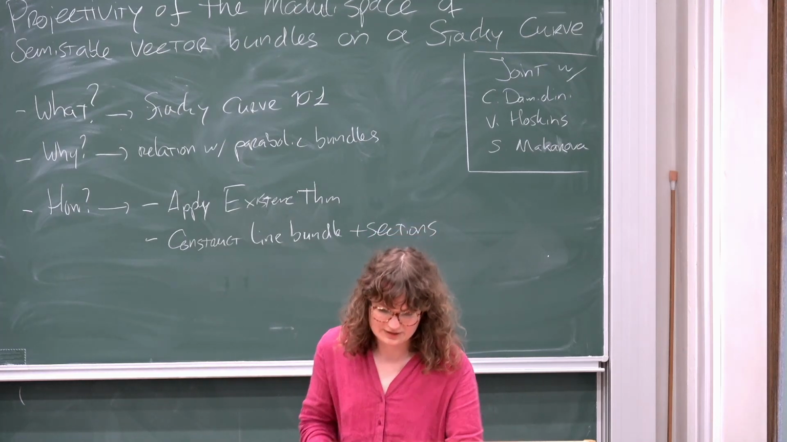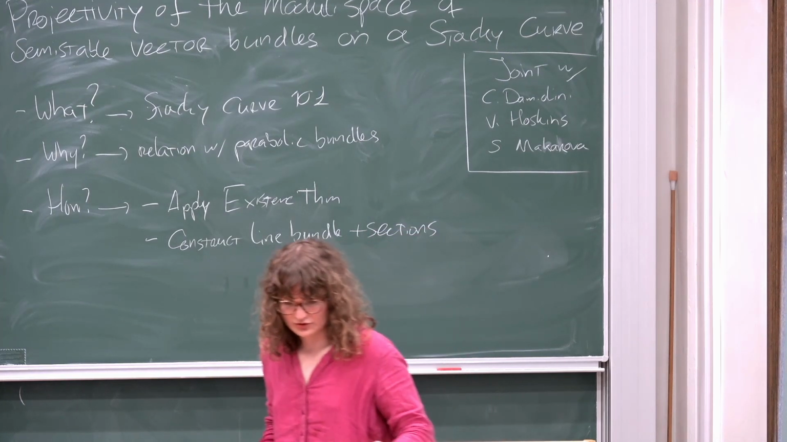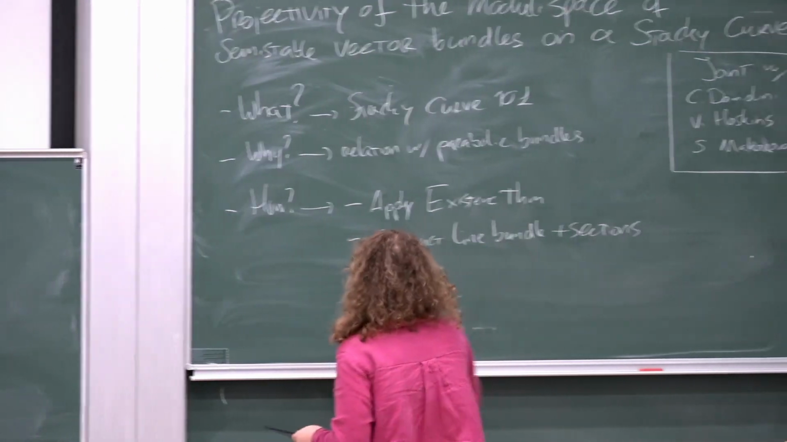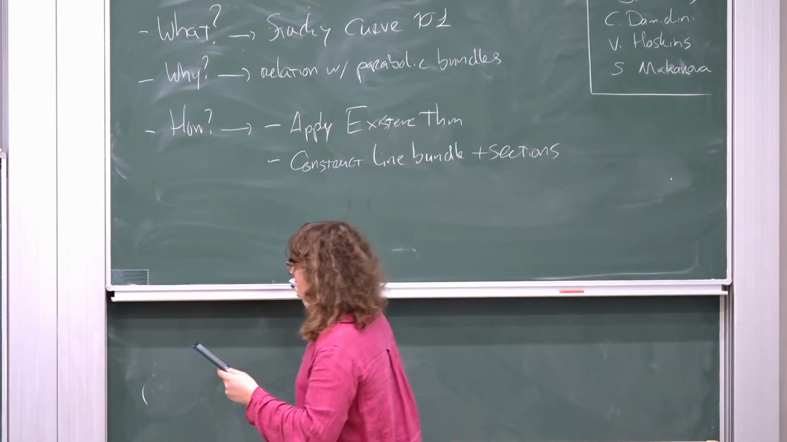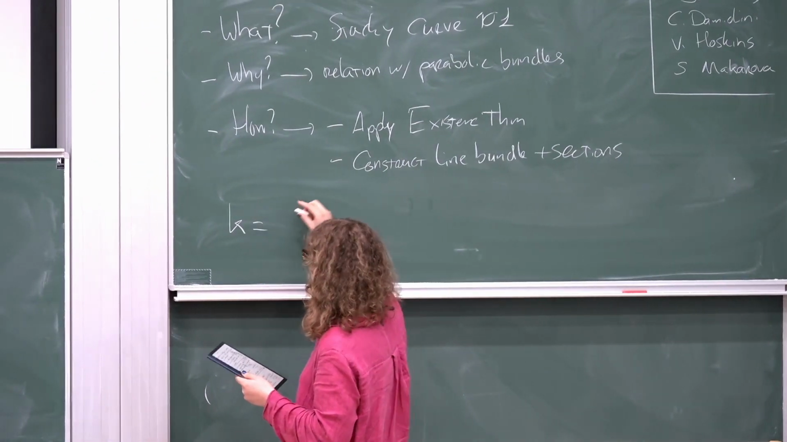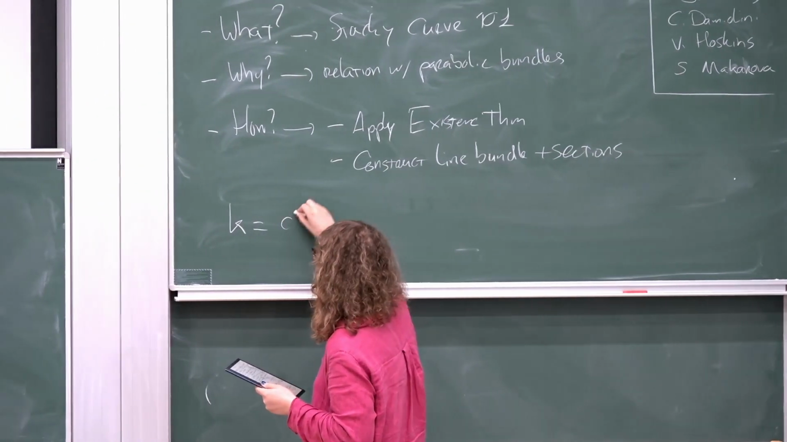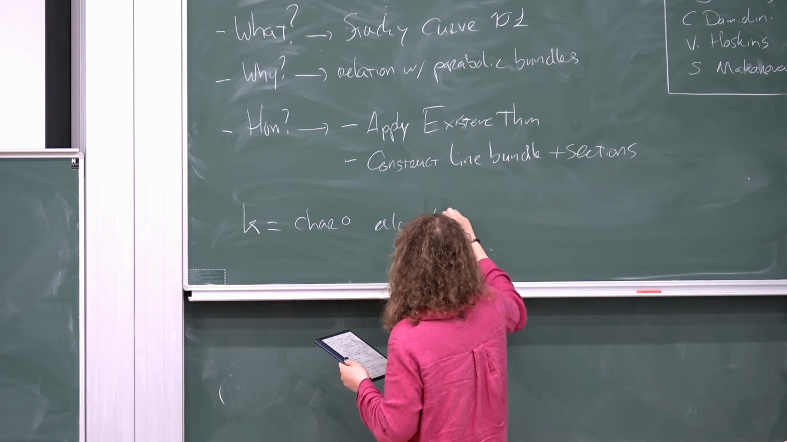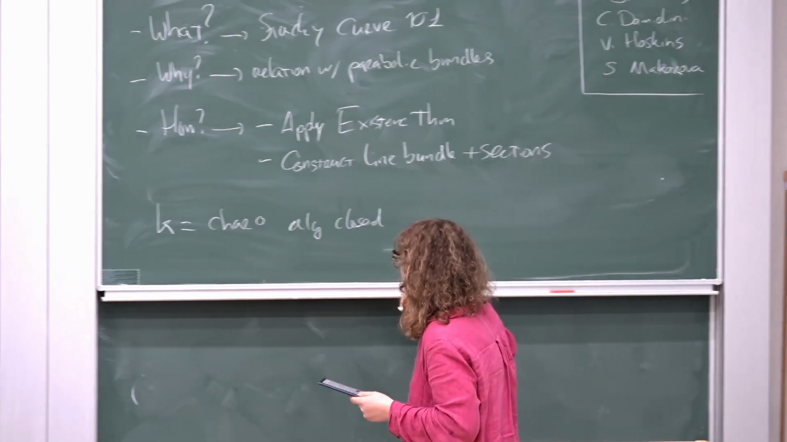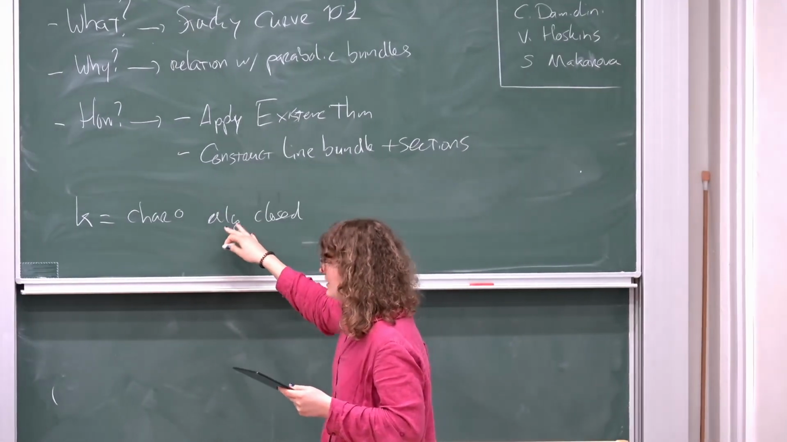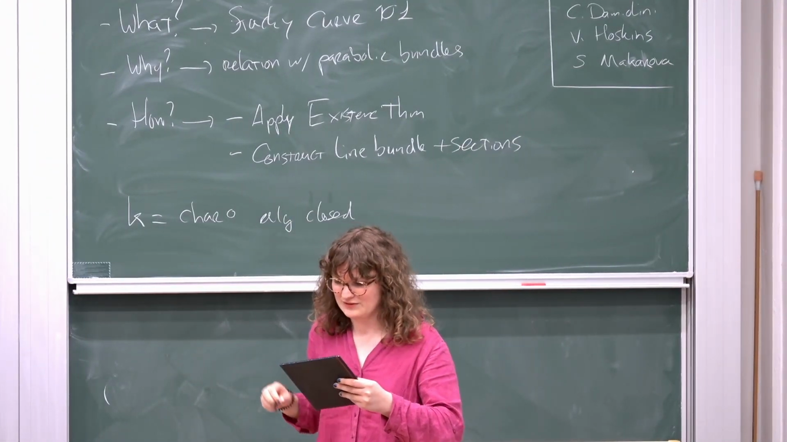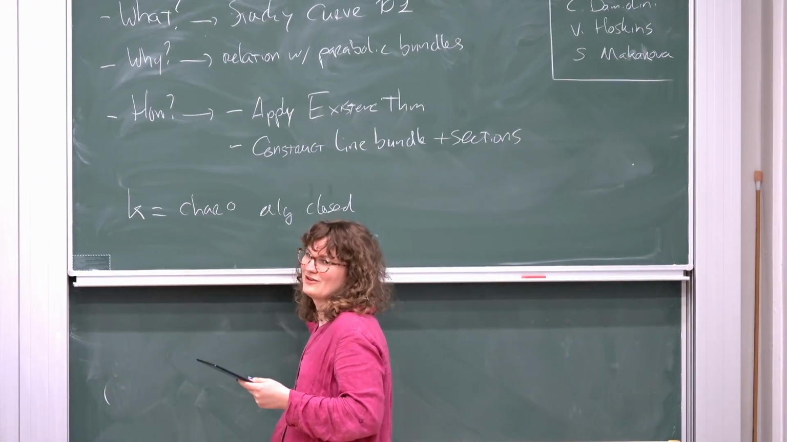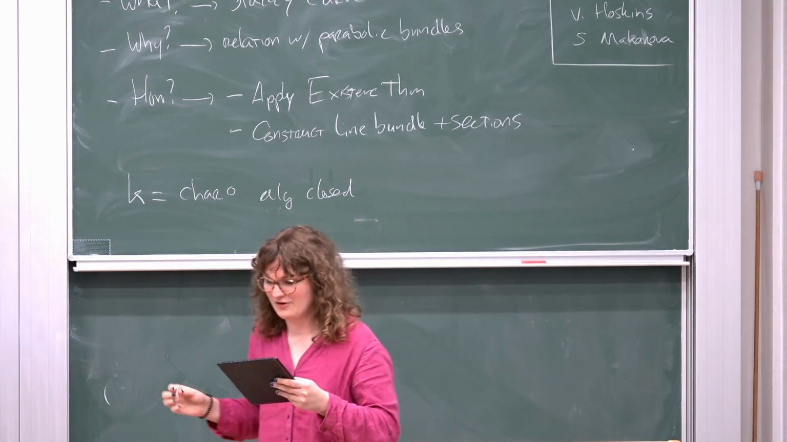Okay. So let's get started. Before we start, in this talk there will be a field, and let's say it's characteristic 0 and algebraically closed. If you want every single statement in this talk to be true, you need this, but ask me if you are wondering what can be generalized.